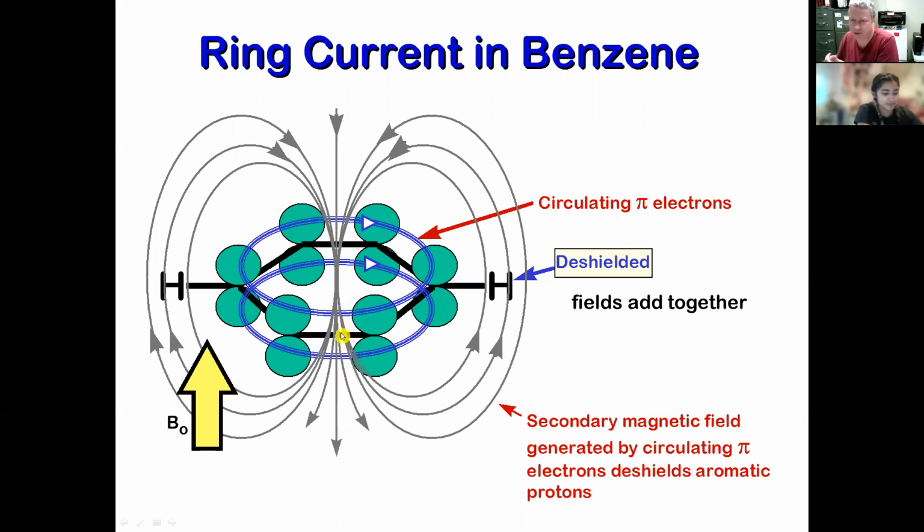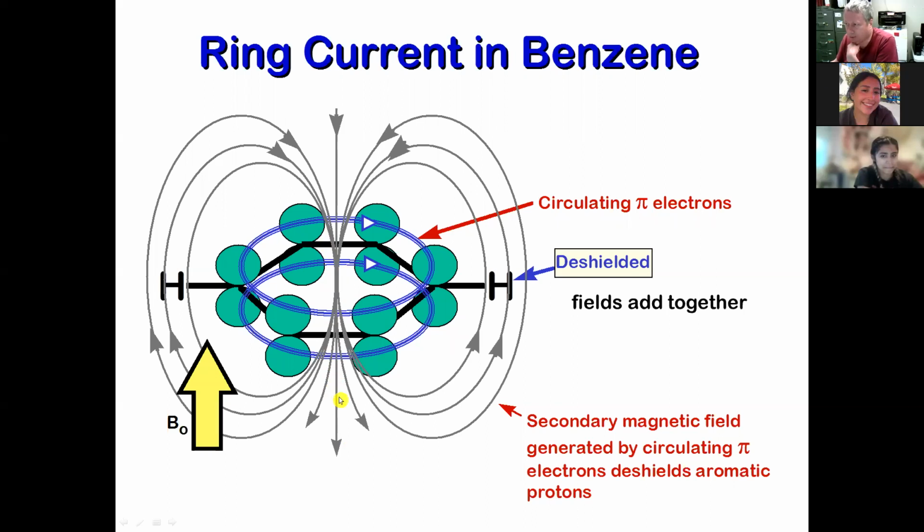Shielding. And where do the shielded protons come, on the left or right? Right. On the right. But there's no protons in the middle of the benzene, right? Where are the protons on a benzene? They're on the outside, right? So this is really cool. There's an opposing magnetic field in the middle where there are no protons.